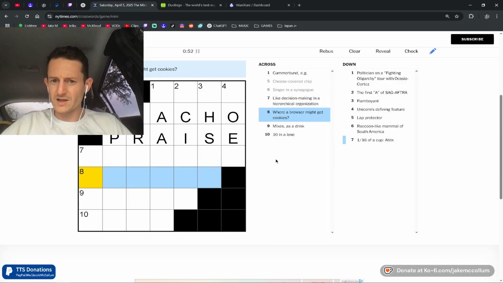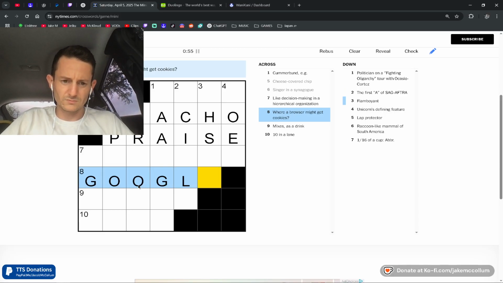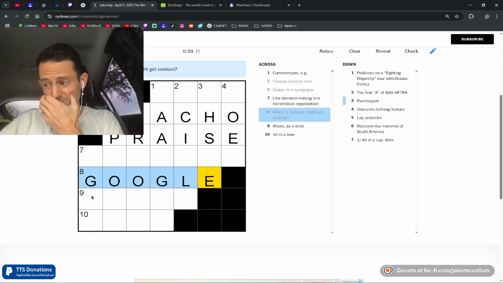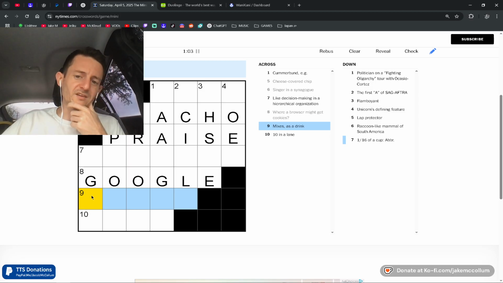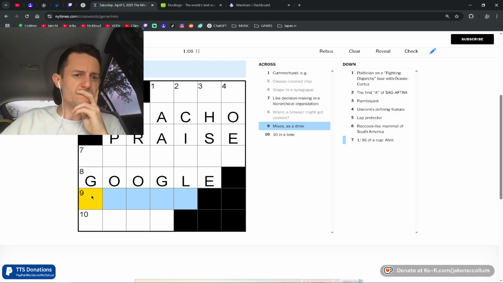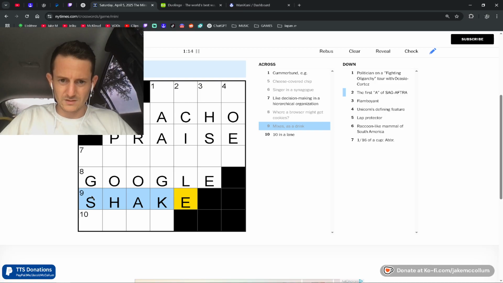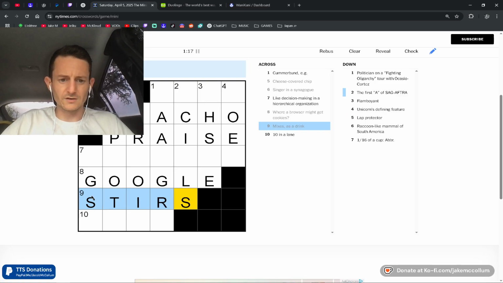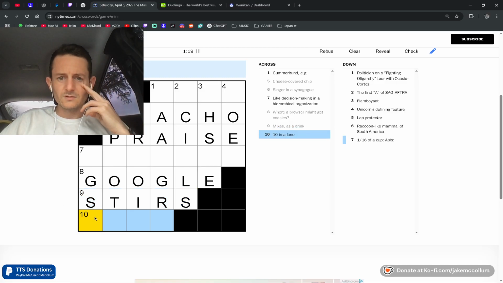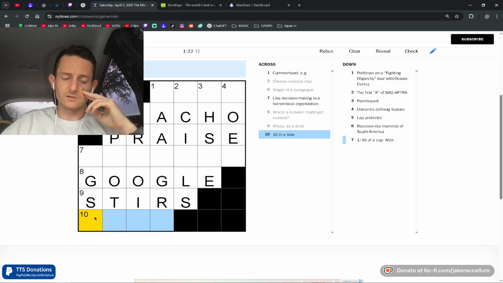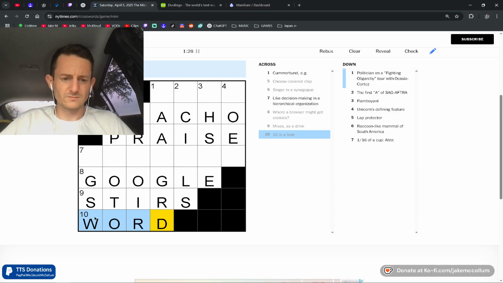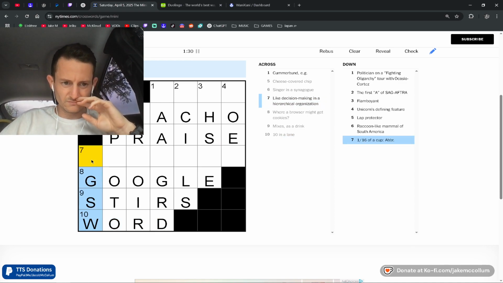Where a browser might get cookies? Google. Mixes as a drink. I don't know, shakes? Mixes as a drink? Maybe it's stirs? Tin in a lane. Word?